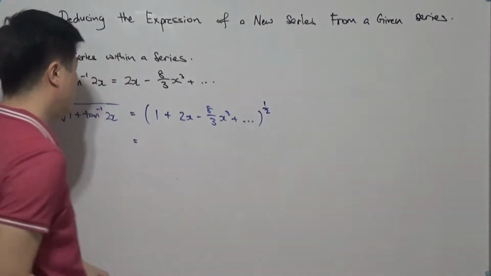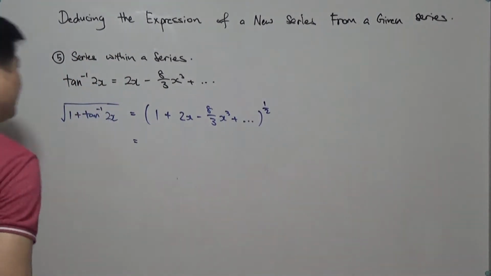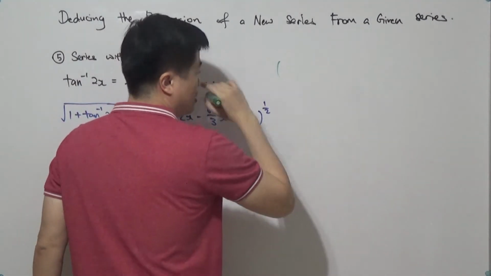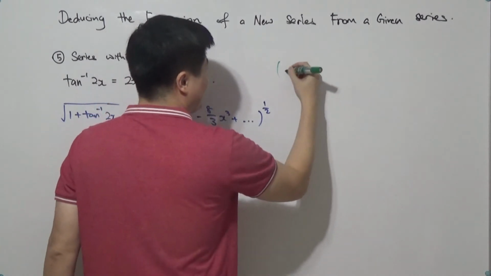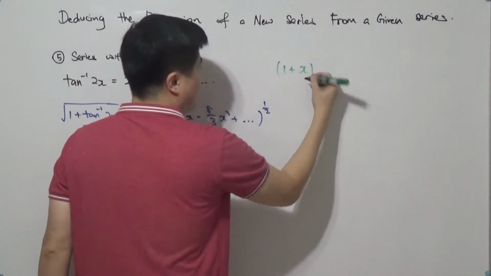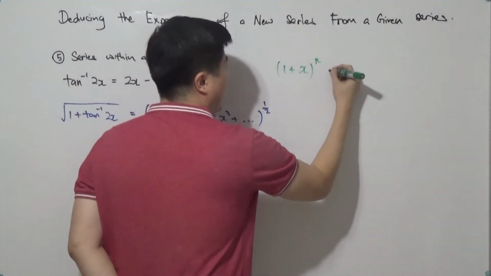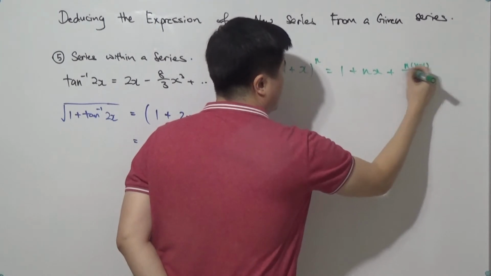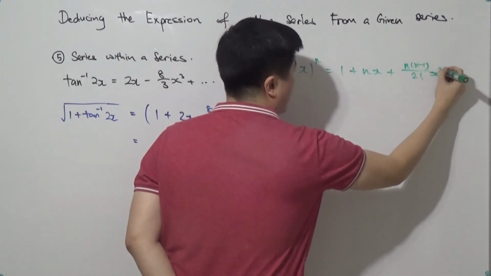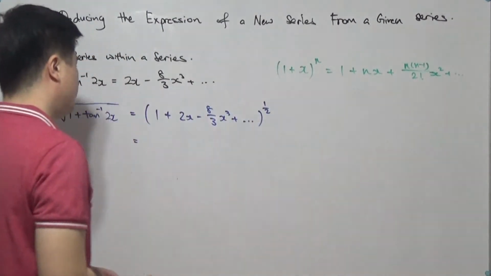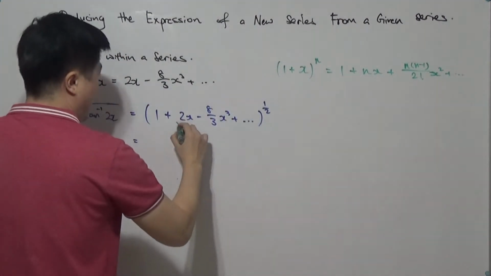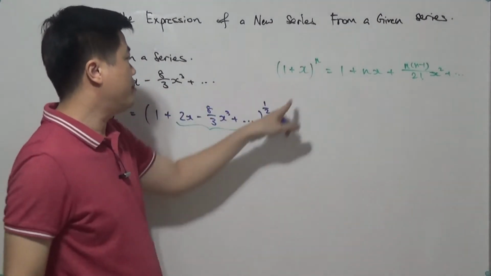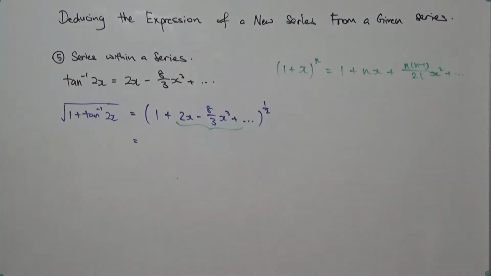We're going to use the series that we have from our standard, from our MF26. Let's write that down again. It will be 1 plus x to the power n is equal to 1 plus nx plus n(n minus 1) over 2 factorial x squared plus ... So we are going to treat our x over here as these, and then our n happens to be half in this case. So let's go ahead and expand this.